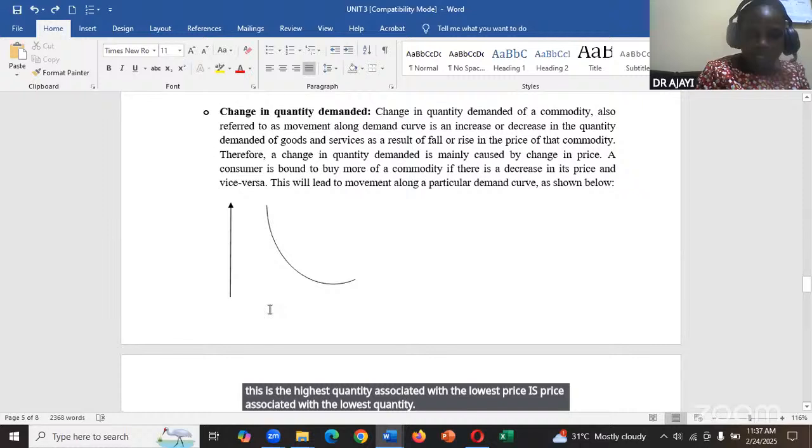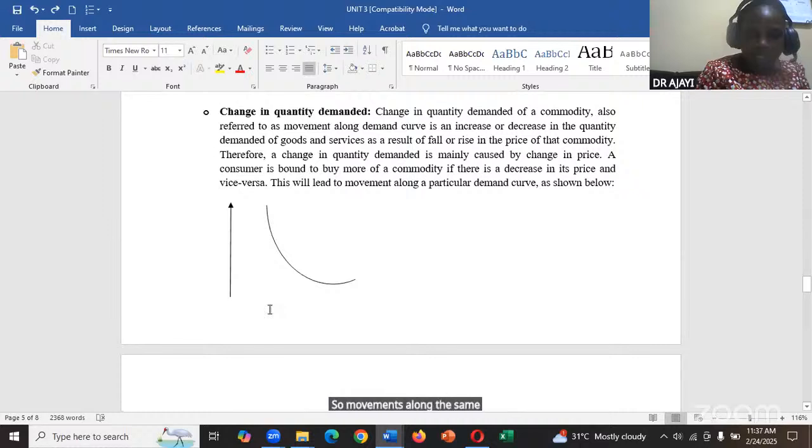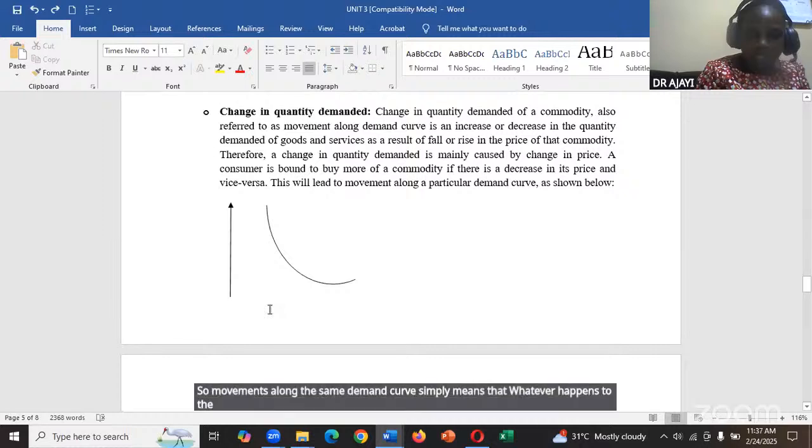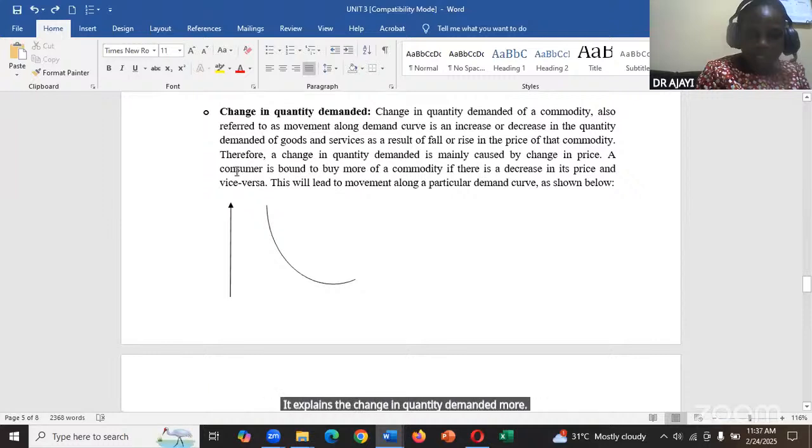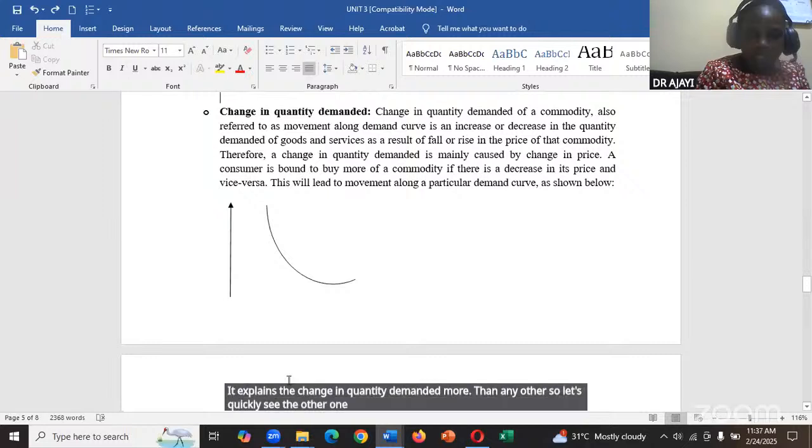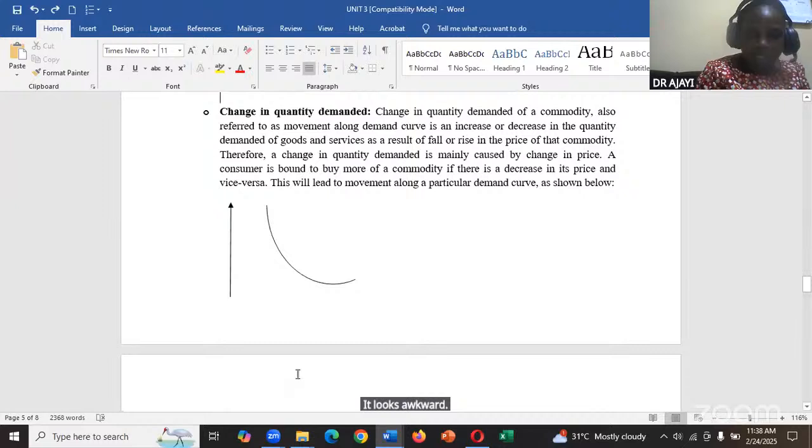So movement along the same demand curve simply means that it is only the price change that can cause a change in quantity demanded. The typical law of demand, that first law that we are familiar with, explains the change in quantity demanded more than any other. So let's quickly see the other one for supply. When we say supply, you know, it slopes upward.